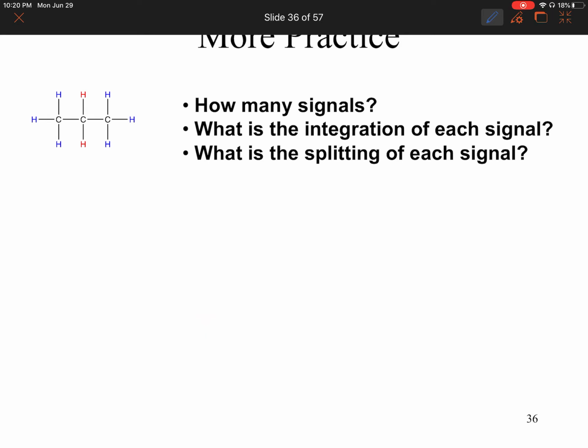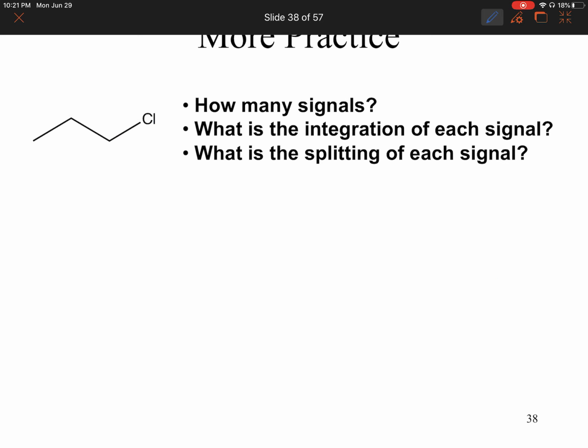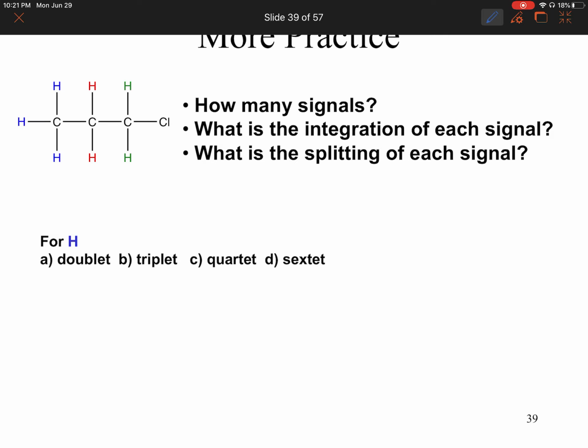All right. So that's what we see here. We see 2 signals, again integration, and we see a septet and a triplet. The septet is worth 2 hydrogens, and the triplet is worth 6 hydrogens, right? So we see that here. All right, so let's try this one. How many signals would you expect to see on this molecule? Think about it. Good. Hopefully you say there are 3 signals and they're labeled here by the different colors.